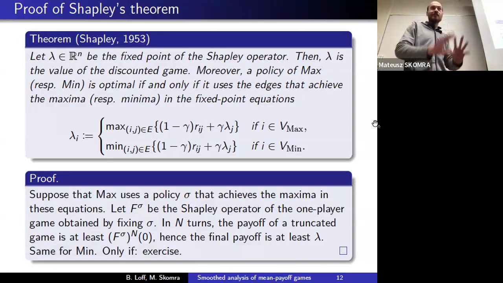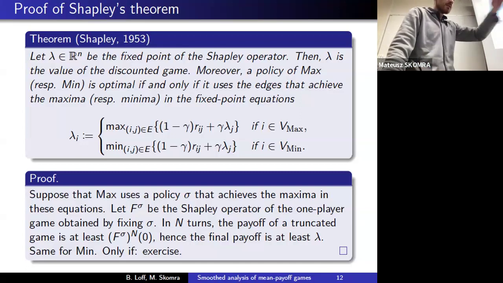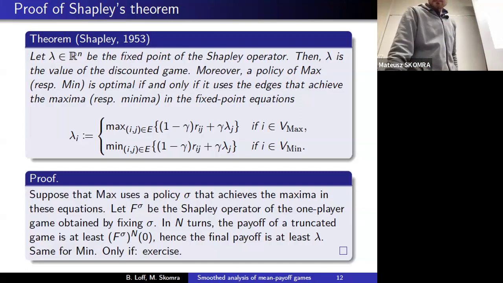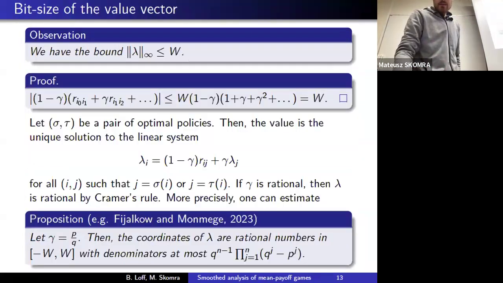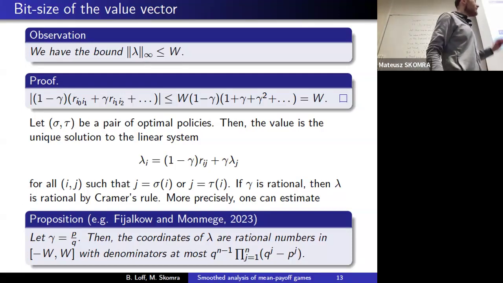Good. So now we know that the discounted games have optimal policies and the value. So now a few, let's say, technical points. What can we say about this value? Okay, so maybe before this technical point, let me make a remark.